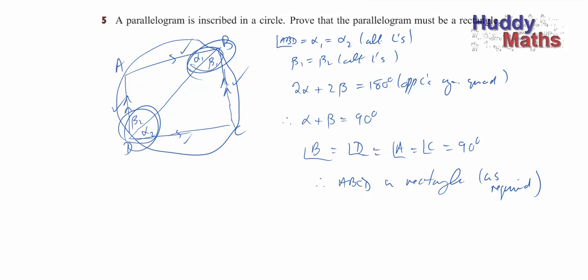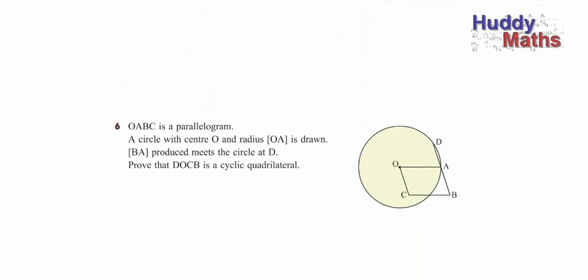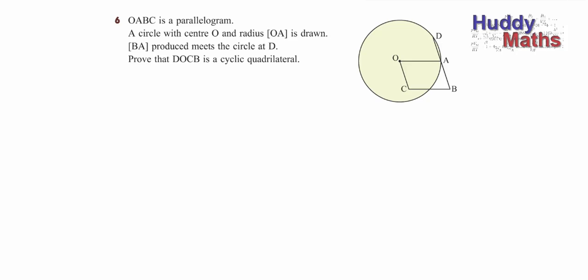Okay, so you get the idea. We had a parallelogram. If we show the opposite angles are 90, that makes it a rectangle. How did you go? Follow the strategy. Let's go down to the next one. Here's question 6. OABC is a parallelogram down here. So we should put this in, right? Clearly labelled figure with all the given information.